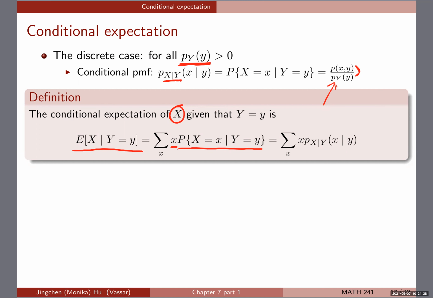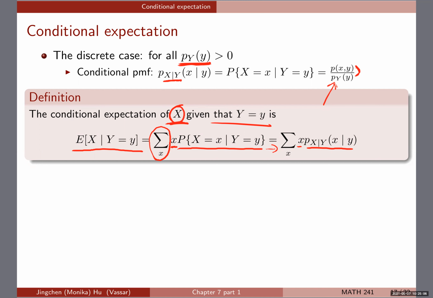Y is known, so in that case it's only a single variable. For the discrete case, we're just summing over all the possible x values. In short, we can write it as the summation of x times the conditional PMF. This is defined to be the conditional expectation of X given Y. X is still the random variable, but now we add the condition that Y equals y.